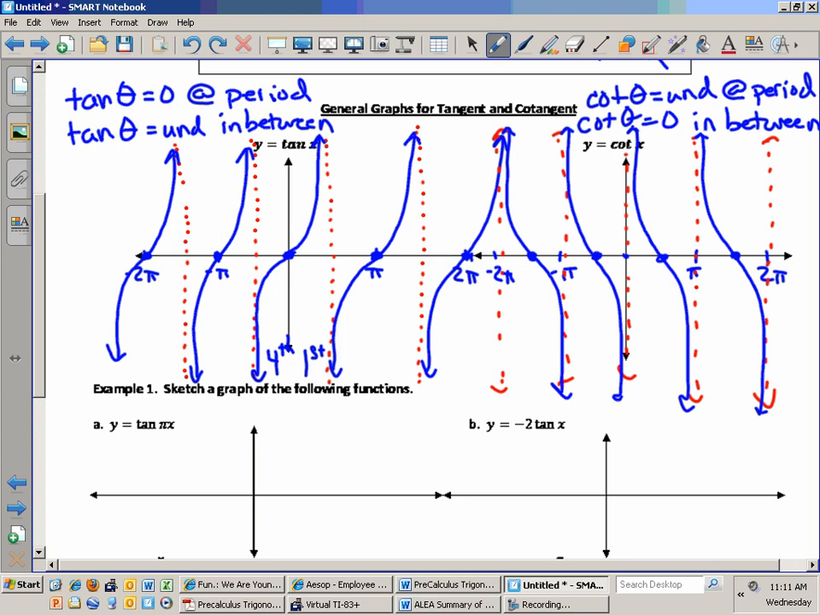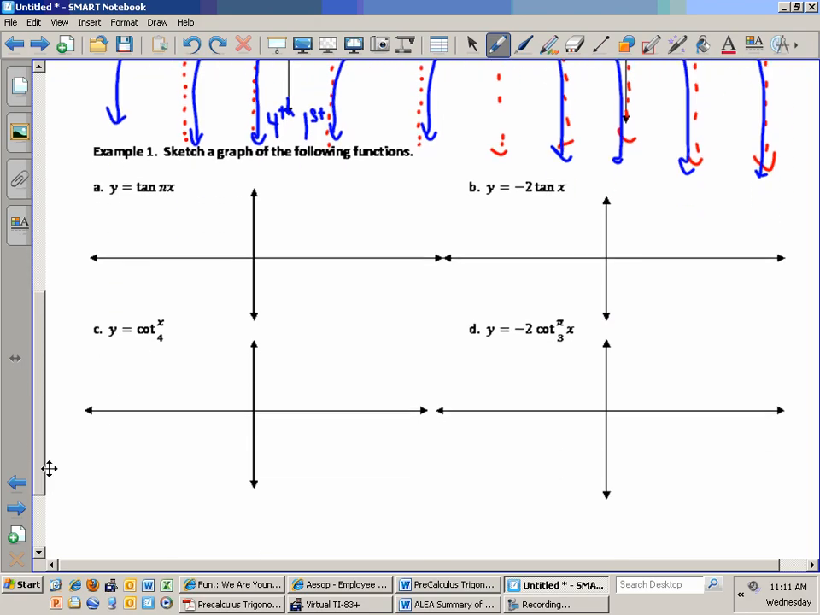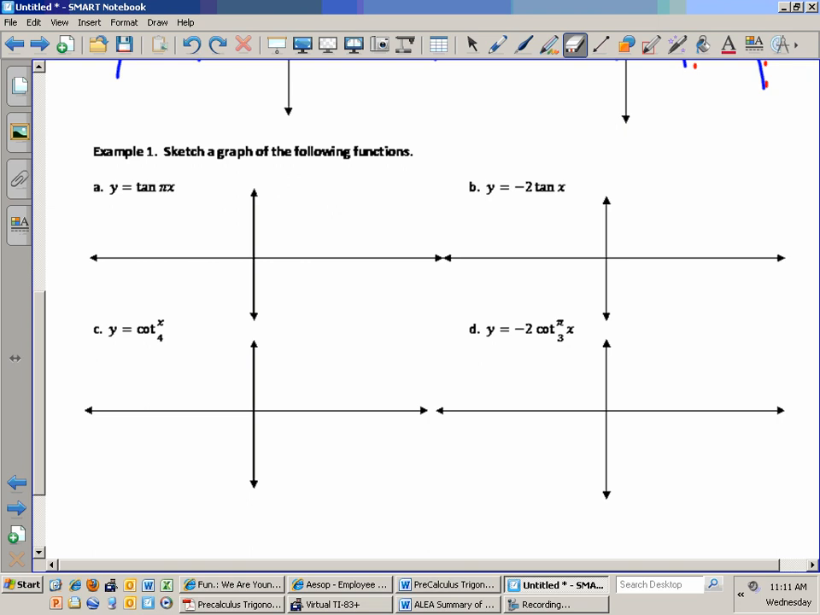All right, let's try some of these problems. You can see how basic they are. The first one says y is equal to tangent of pi x. What I need to do is figure out the period. And the period is equal to pi divided by b. What is my b value? Pi. So I take pi divided by pi and I get 1.